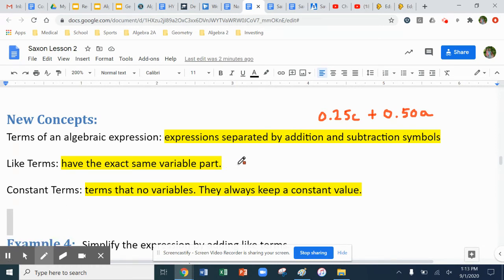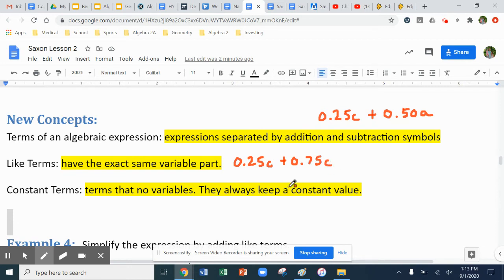Some variable expressions have terms with the exact same variables, and those are called like terms. So for example, if we had our cost of lemonade, 0.25, times the number of cups, and then maybe you're in business with your friend down the street and they're selling their lemonade for 75 cents per cup.